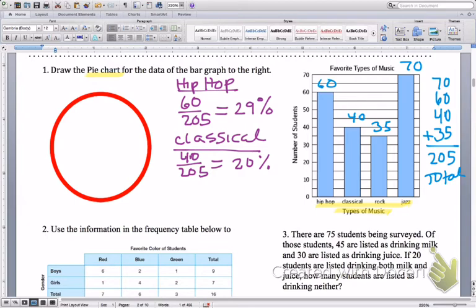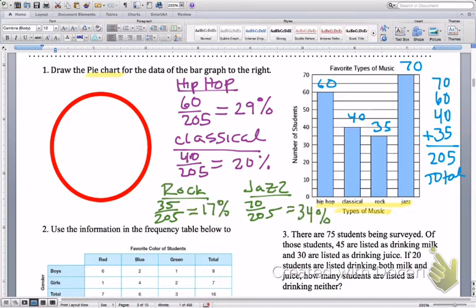Go ahead and do rock and jazz on your own. Pause the video, and then we'll go ahead and start graphing the chart. So these are the fractions you should have gotten for both rock and jazz, and you should have converted them to percents, which would have given you the following. So we should have gotten 17% for rock and 34% for jazz. If you add 29, 20, 17, and 34, that adds up to 100%. So we know we have our percents correctly.